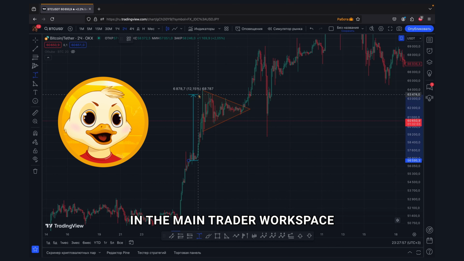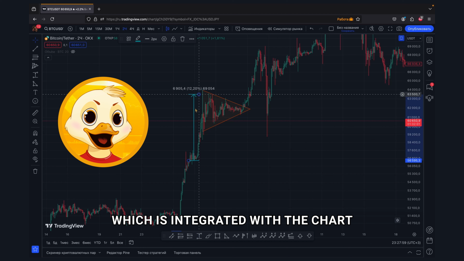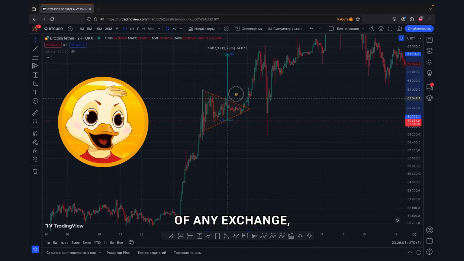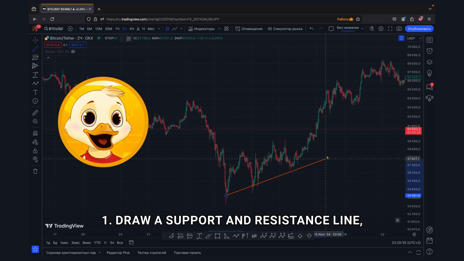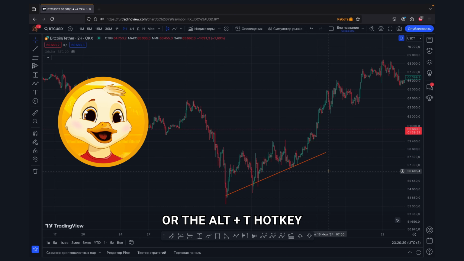In the main trader workspace, TradingView, which is integrated with the chart of any exchange, there are three ways to mark a triangle. Number 1. Draw a support and resistance line through the trend line tool or the Alt+T hotkey.